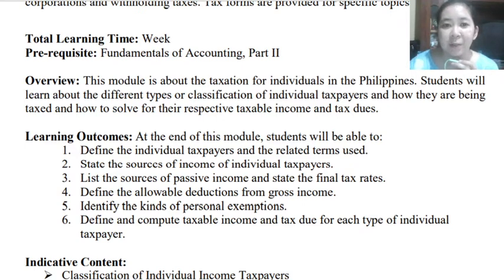So for the learning outcomes, we have the following. At the end of this module, you will be able to define the individual taxpayers and their related terms that are used in taxation, state the sources also of the income of these individual taxpayers, list the sources of passive income and state also the final tax rates, define the allowable deductions from their gross income, identify the kinds of personal exemption, and also define and compute taxable income and tax due for each type of individual taxpayer.